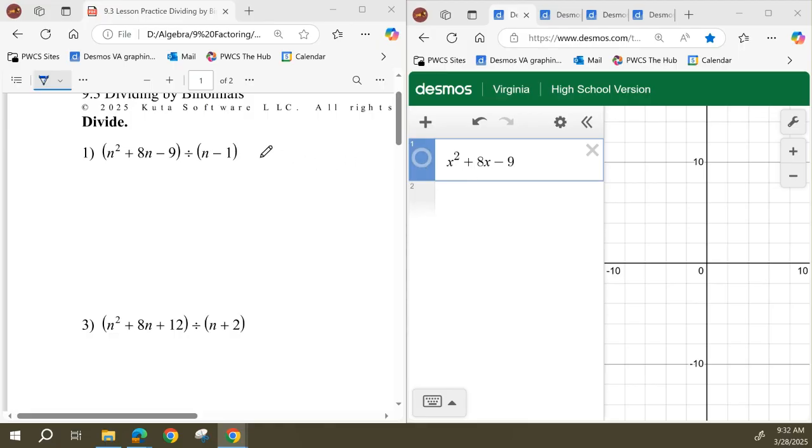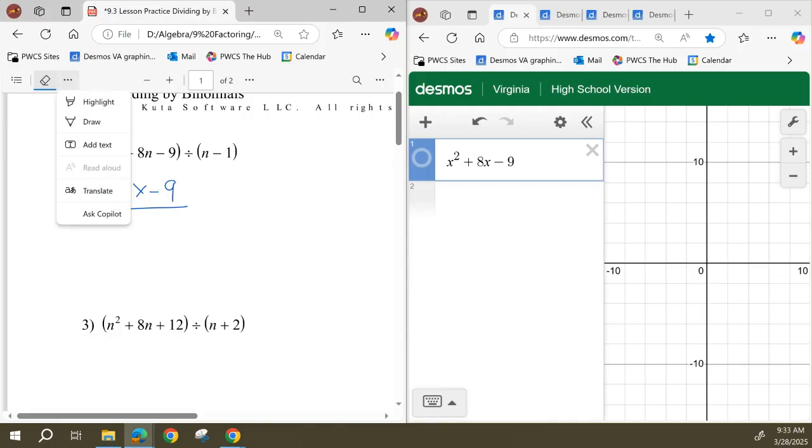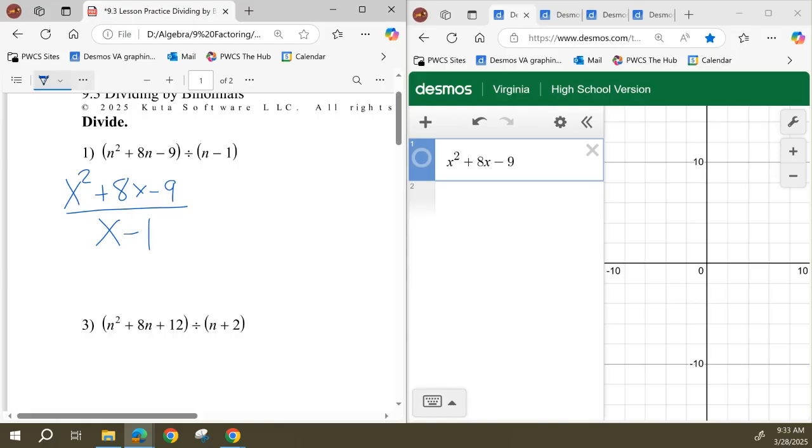And I want to write this as a fraction so that it looks like division, like we're used to seeing it. And I don't want to write n. And so now what we're going to do in order to divide x squared plus 8x minus 9 by x minus 1 is we are going to factor, like we did in the previous lesson, x squared plus 8x minus 9.